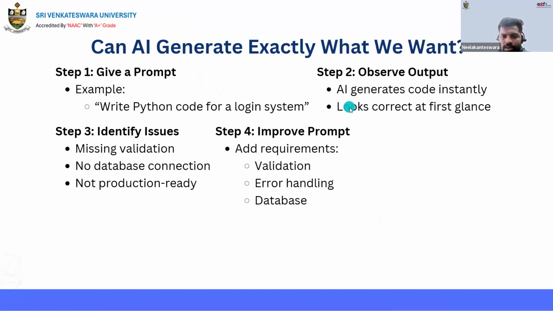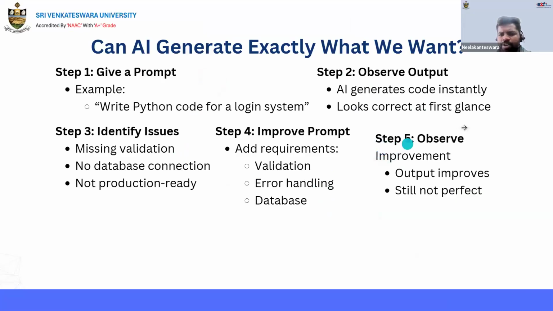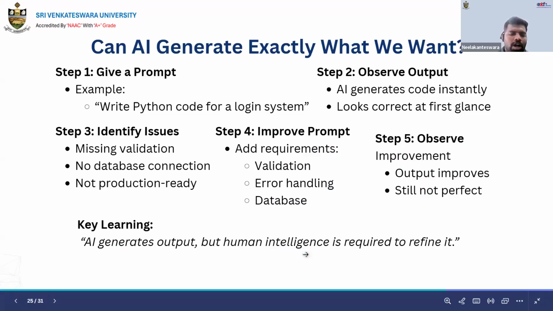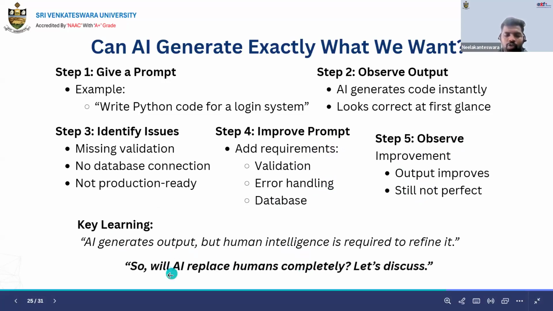Next, we observed some improvements after improving the prompt, but it is still not perfect. That means finally, AI generates the output, but human intelligence is required to refine it. That means AI alone cannot do things perfectly; we need human intelligence here also. So, will AI replace humans completely? Let's discuss.